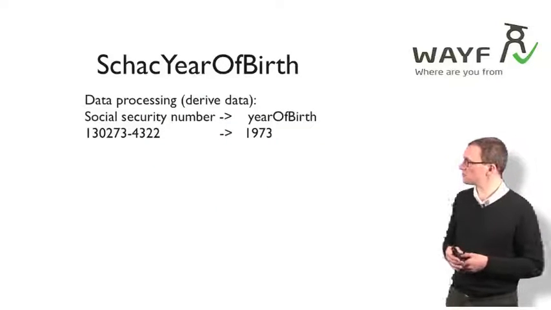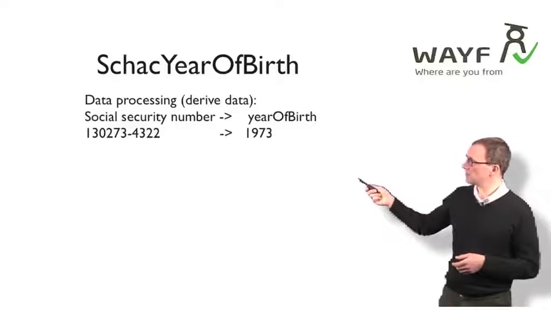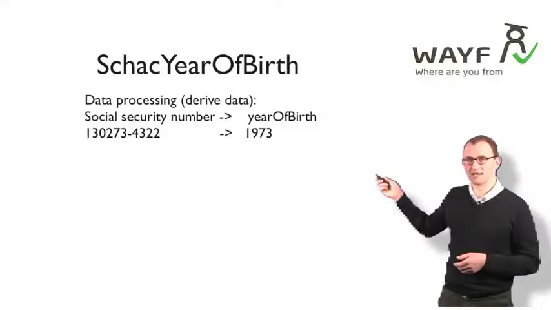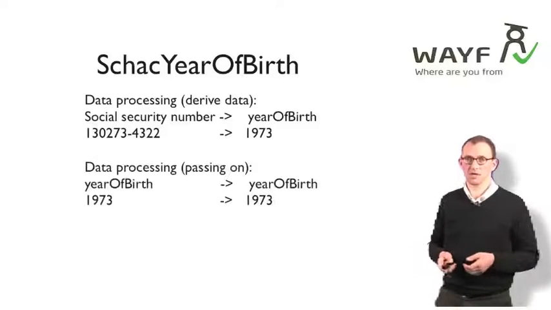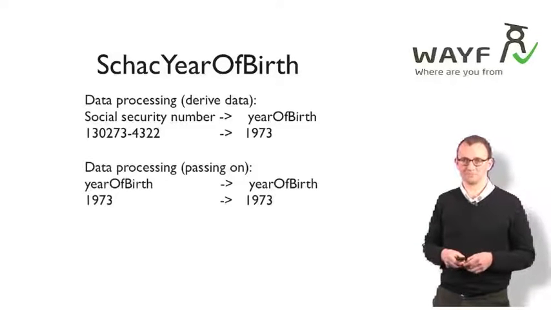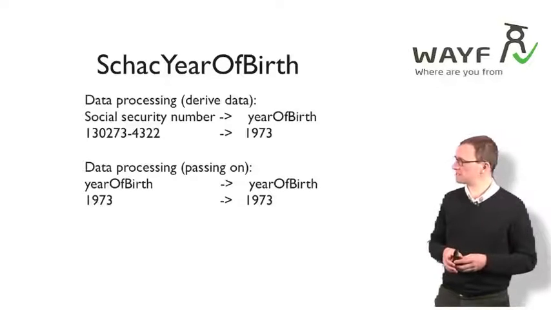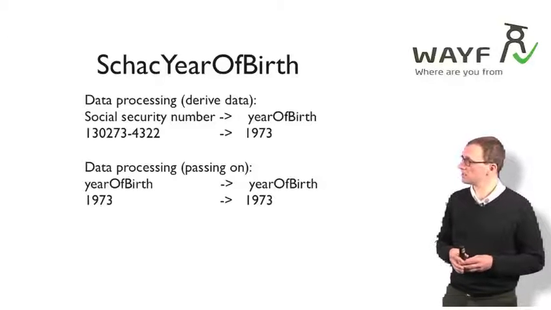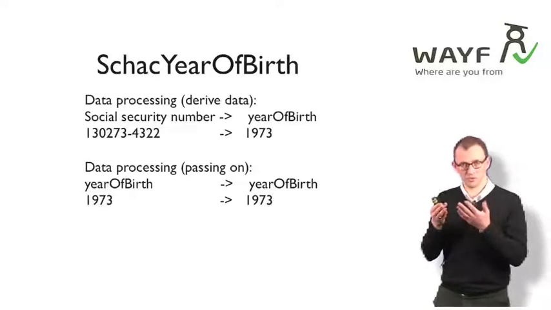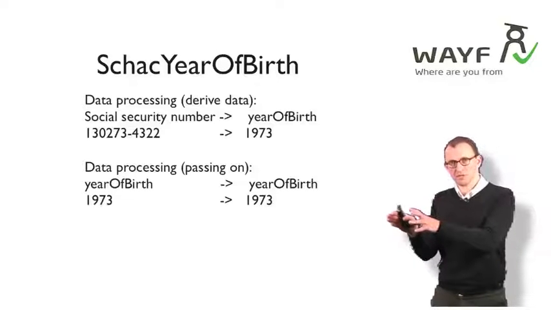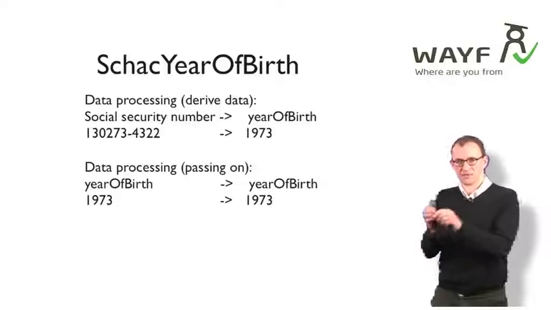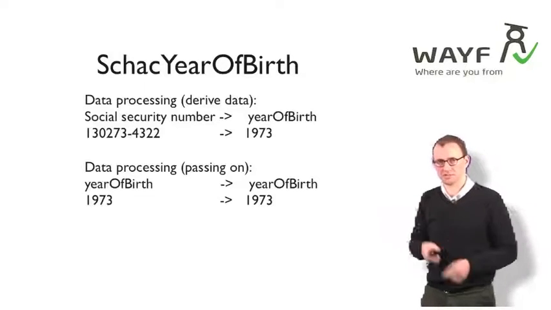The Schac Year of Birth, here you see the social security number and the derived year of birth. Very easy. And you can take another one. You can just pass it on if the identity provider actually sends over year of birth. So we can either look for information in existing attributes and extract details, or we can just pass it on.